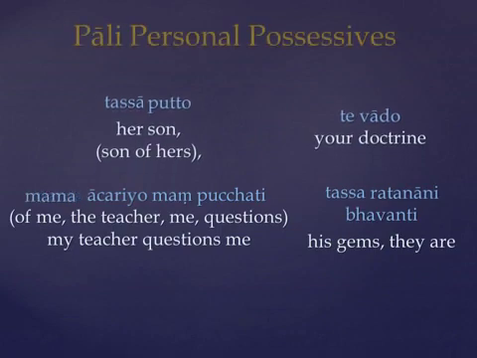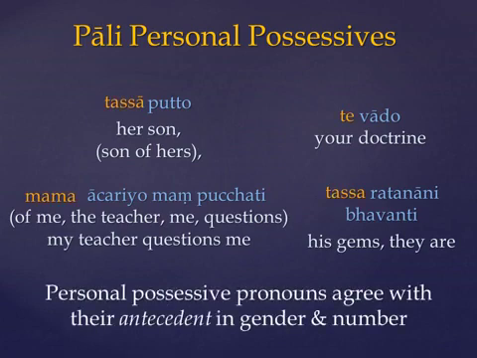Now, something to notice is, when personal pronouns are used in a possessive sense, they're in the genitive case, and they take their number and gender from their antecedent, that is, the thing which they are pointing to. And this is true even when they're acting as an adjective.